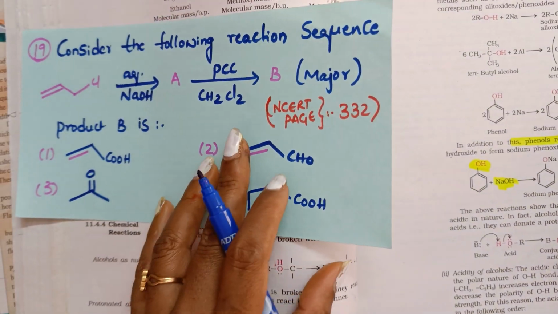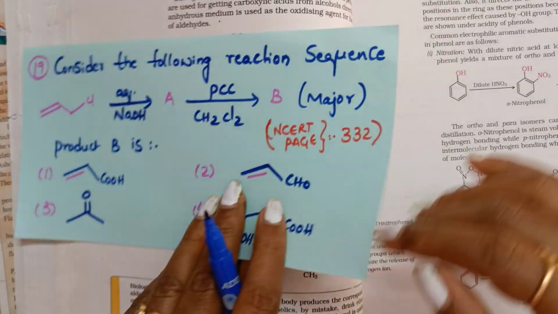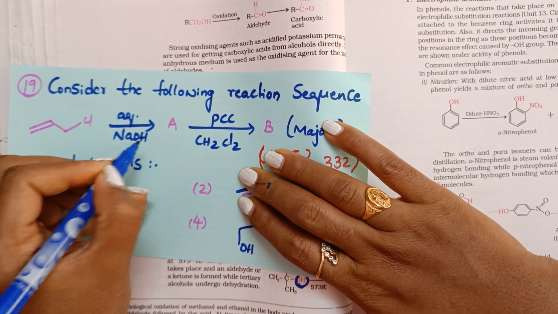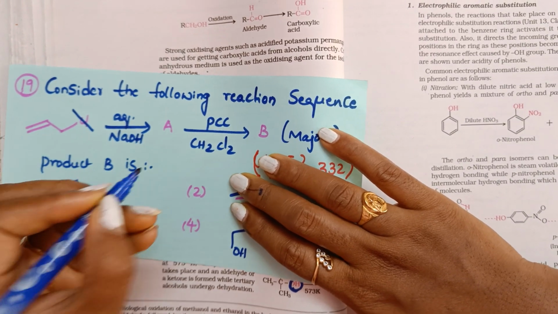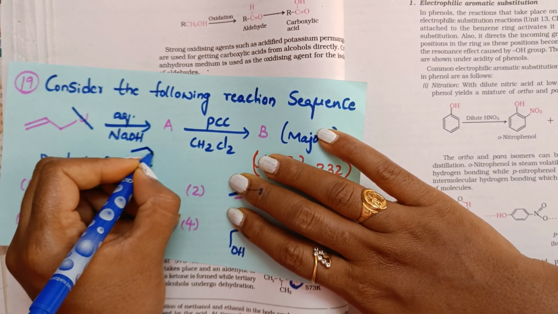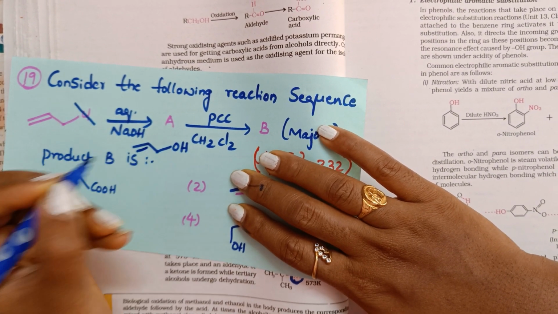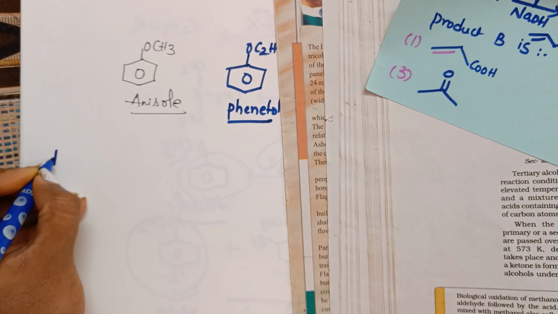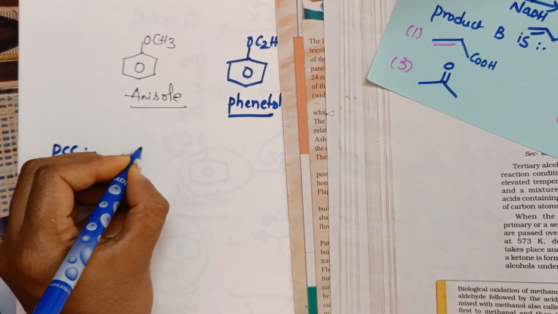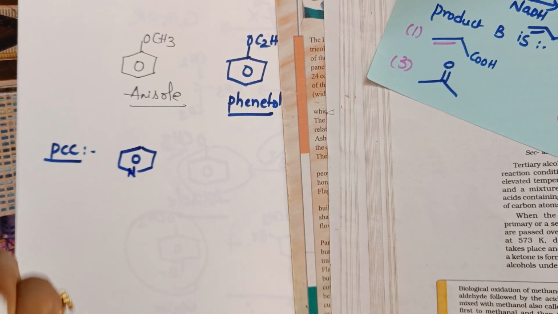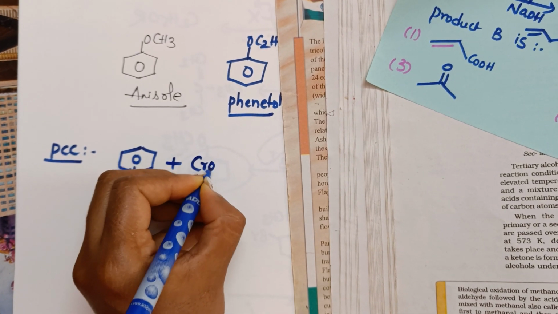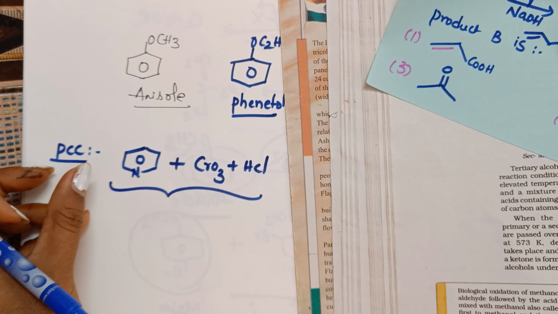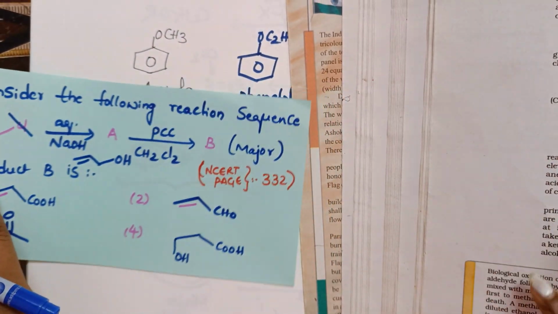This is from page number 332. First we will see the question. This chlorine compound, when you treat with aqueous NaOH, what happens is this Cl is replaced with OH. If Cl is replaced with OH, you get OH here. Then treat this alcohol with PCC. What do you mean by PCC? PCC is nothing but pyridinium chlorochromate. Means you are taking a combination of pyridine plus CrO3 plus HCl. This combination produces PCC, pyridinium chlorochromate. What is its function? Very, very easy.